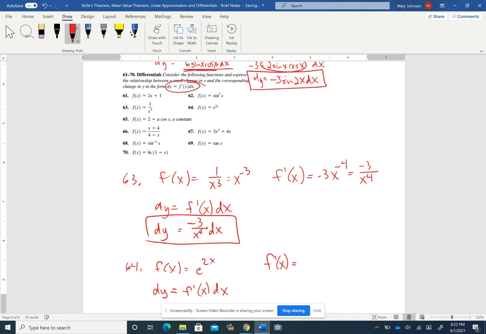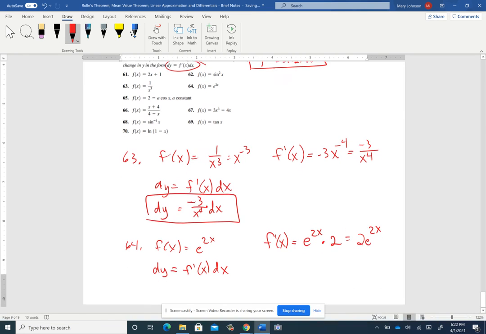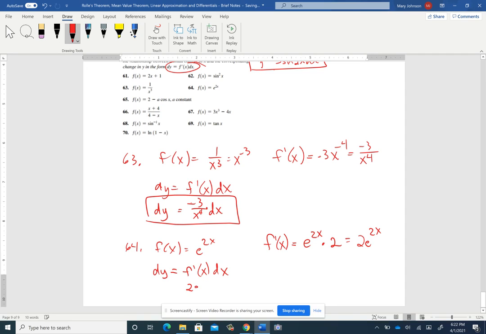Well, the derivative of an e function is the same thing, but you have to take the derivative of the inside. So you get 2e to the 2x. Then all you're going to do is put that where f prime of x is. And there you have it.